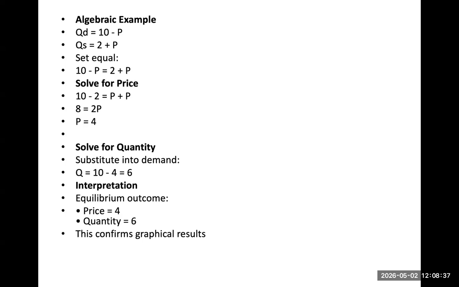Now we've gotten our P, the equilibrium price, to be 4. Therefore, we substitute it into the demand function. The demand function is Q equals 10 minus P, and we know the equilibrium price to be 4. Therefore, Q is equal to 10 minus 4. That gives us 6. So the equilibrium outcome: the equilibrium price is equal to 4, the equilibrium quantity is 6. This confirms the graph results or the table results. I hope it's clear.